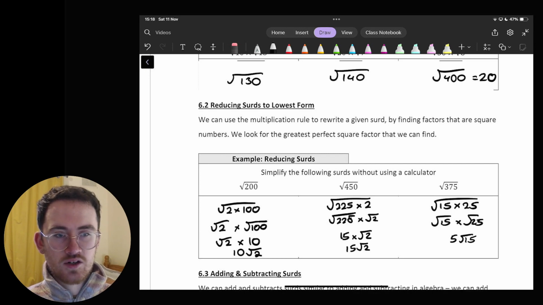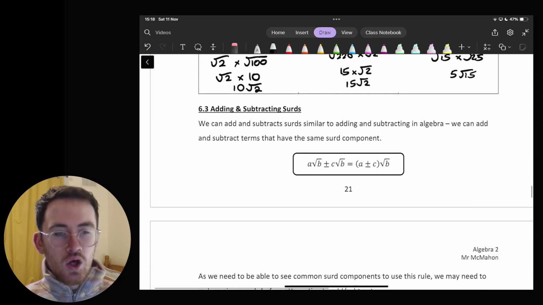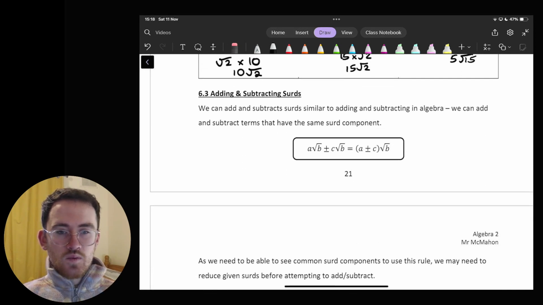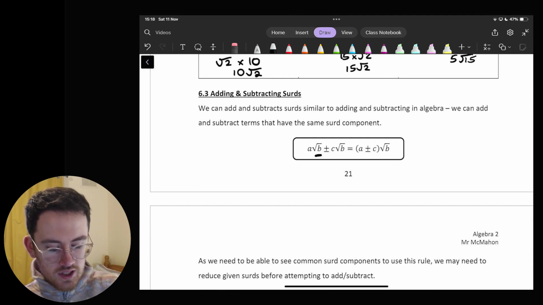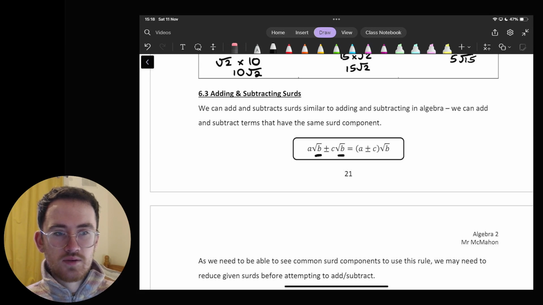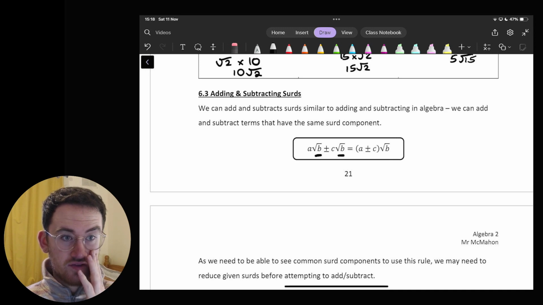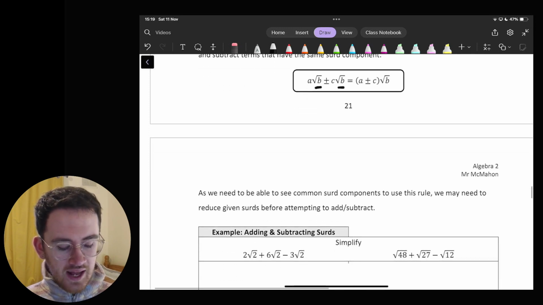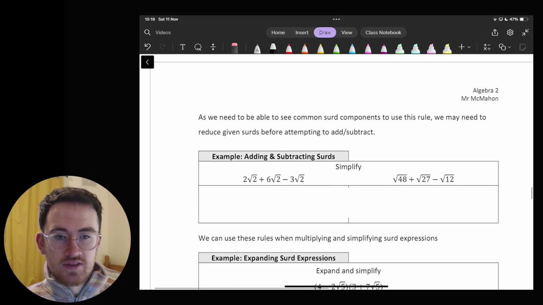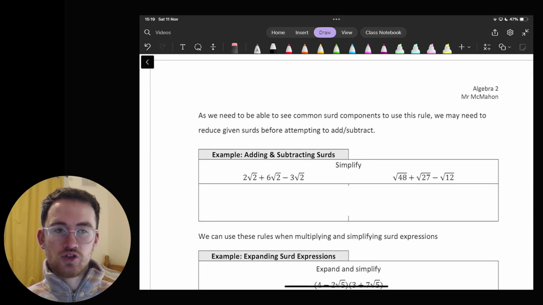As I say, your calculator will do that and you can use it to check, but you should know the rules for yourselves. When it comes to adding and subtracting surds, we think in the same way as algebra. We can add things that have the same square root part. So for example, if I have two terms that have a root b, if I add them together, I can add the coefficients. Similarly, if I have two parts with the same surd component, I can subtract those also. The only other extra part to be aware of is that in order to use this, sometimes we may have to reduce the surds as we did in those previous examples.